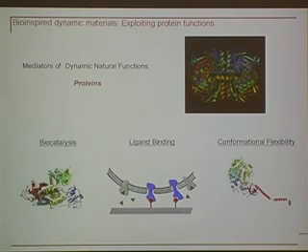So proteins are the main mediators of dynamic natural functions in nature. And there are a few different classes of protein function that can be exploited to build bioresponsive materials. One is biocatalysis, so there are a variety of enzymes that in vivo catalyze chemical reactions. There are ligand binding interactions, and competitive ligand binding interactions, that can be used to change material properties. And then there's conformational flexibility.